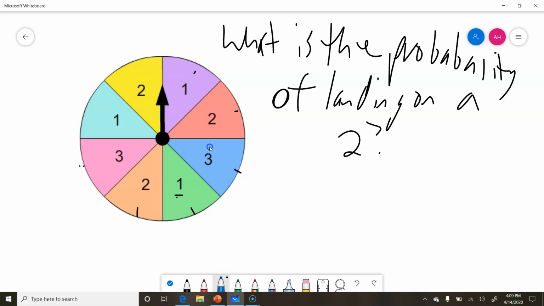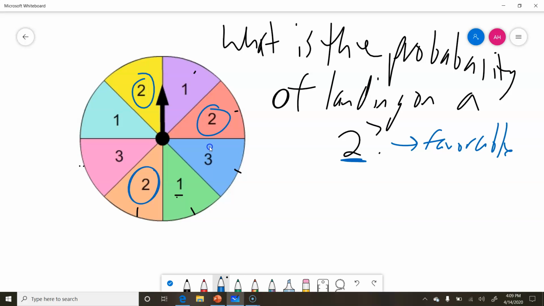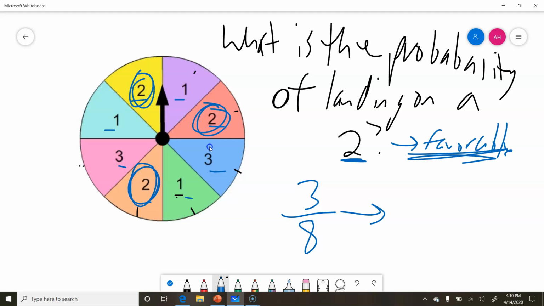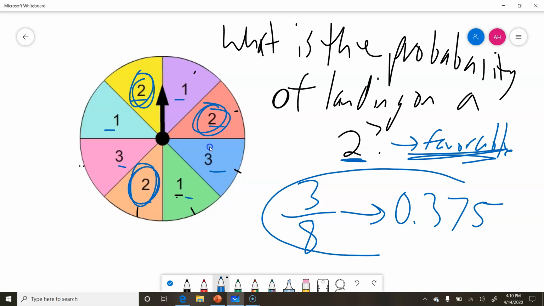Okay, all I have to do is count up how many have 2s. 1, 2, 3. So that's on top. You see, that's what we call favorable. How many do we have? We have 3 out of something that are favorable, right? 1, 2, 3. So out of how many are possible? 1, 2, 3, 4, 5, 6, 7, 8. So there's it as a fraction. And if I type that in my handy dandy calculator, I get 0.375. And that right there is my final answer.